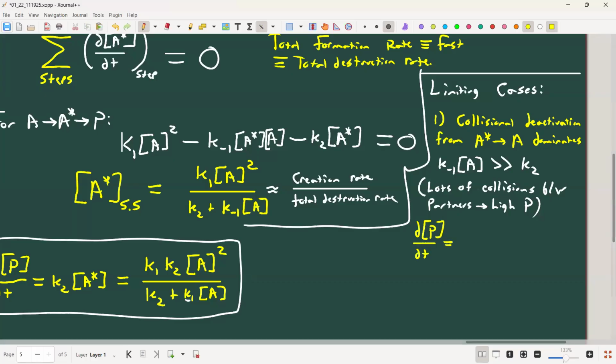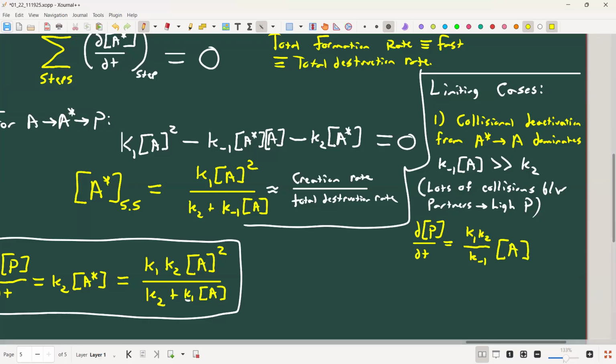Right? What are we going to get? The K2 disappears. And now I have A over A squared over A, and I lose a factor of A. So this is going to end up being K1, K2 over K minus 1 times A.